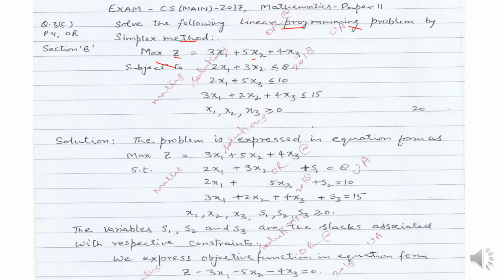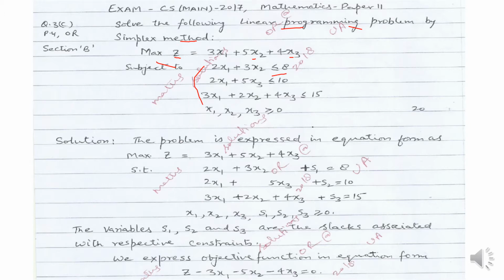So maximize z is equal to 3x1 plus 5x2 plus 4x3. This is the objective function. Three variables are there, subject to these constraints. These three are the constraints.